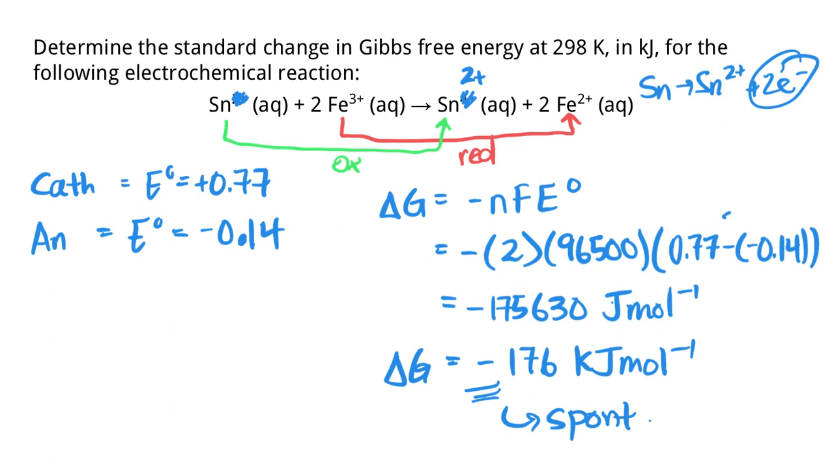And we can tell that as well because the E0 value of our cell is also going to be a positive value. So they are both confirming with each other that this is a spontaneous reaction. But we've now got a delta G value to go along with that.